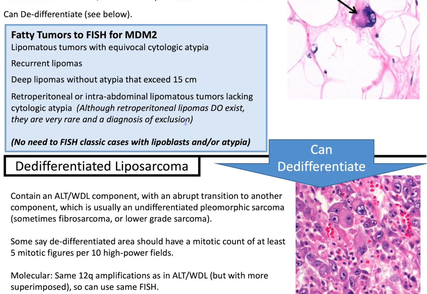And it's important to know you don't need to FISH classic cases of atypical lipomatous tumor / well-differentiated liposarcoma if you're already suspecting it based on histology. If you're not sure, here are some soft criteria that can help you out when to send out for FISH. When you see equivocal cytologic atypia, when you see recurrent lipomas, when you see deep lipomas without atypia that exceed 15 centimeters, and when you have retroperitoneal or intra-abdominal lipomatous tumors lacking cytologic atypia.